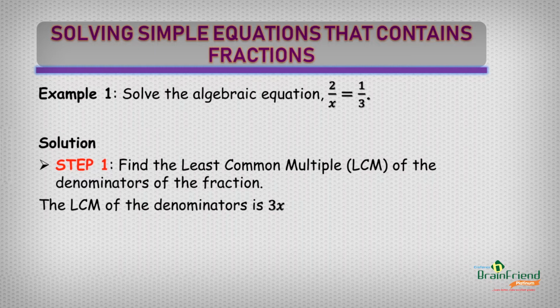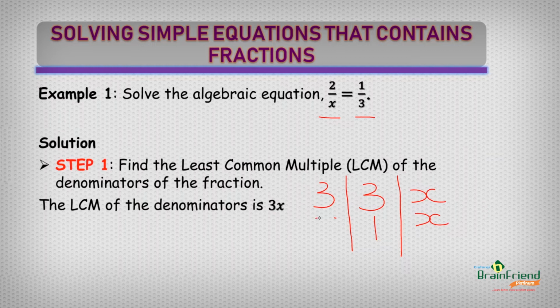Example 1. Solve the algebraic equation 2 over x is equal to 1 over 3. Now, when solving an algebraic equation, the first step we take is to find the least common multiple of the denominators of the fraction. So taking our denominators, 3 and x, finding the LCM, we take 3, it will go into 3 and it will give us 1. 3 can't go into x, so we bring down x.